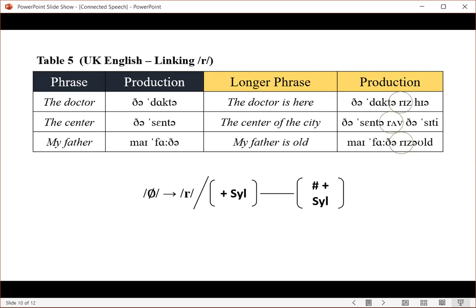The rule at the bottom expresses this. An R is inserted at the boundary between two syllabic elements, usually vowels, but only when the first word ends in an R in its underlying form, even if not pronounced alone. This is what distinguishes linking R from intrusive R. The former is historically justified by spelling, the latter is not.